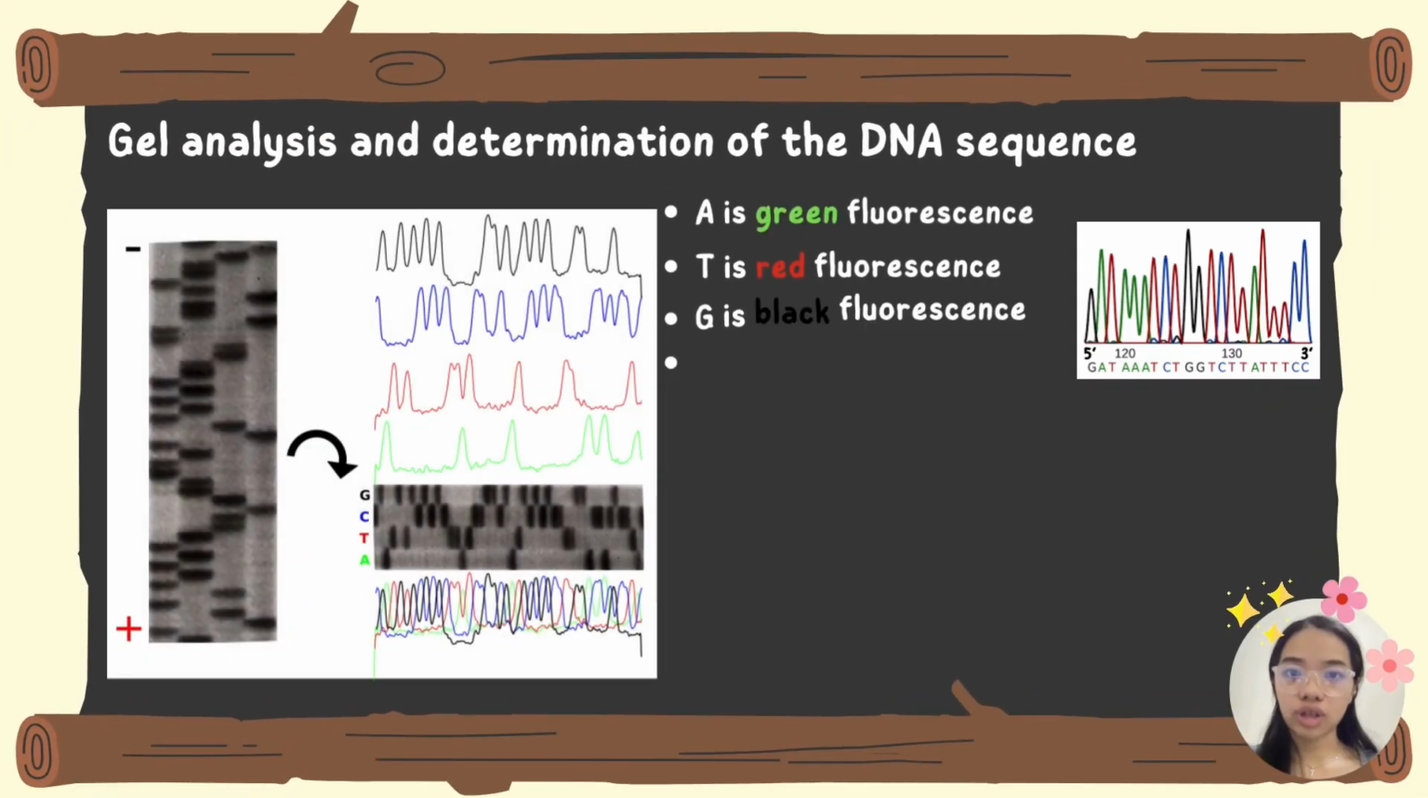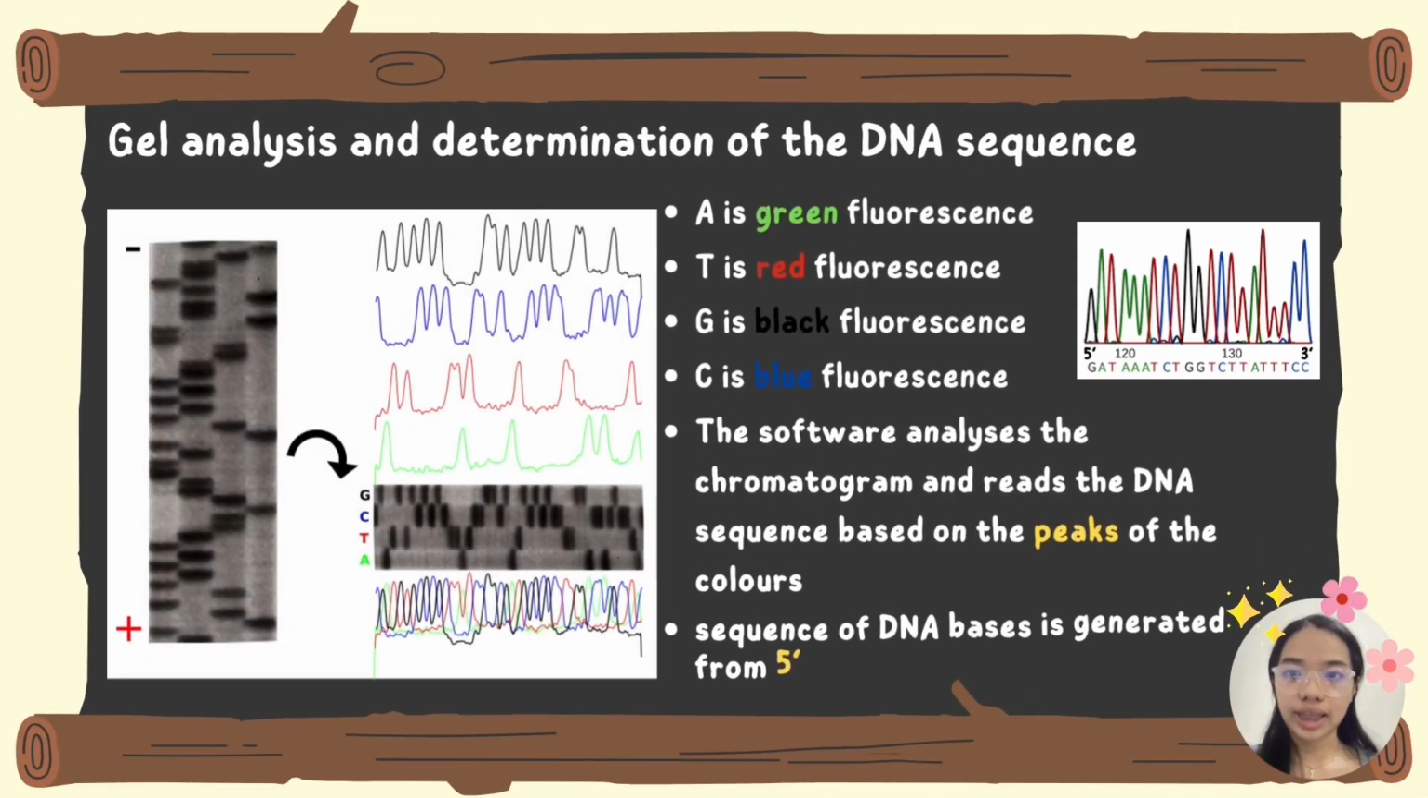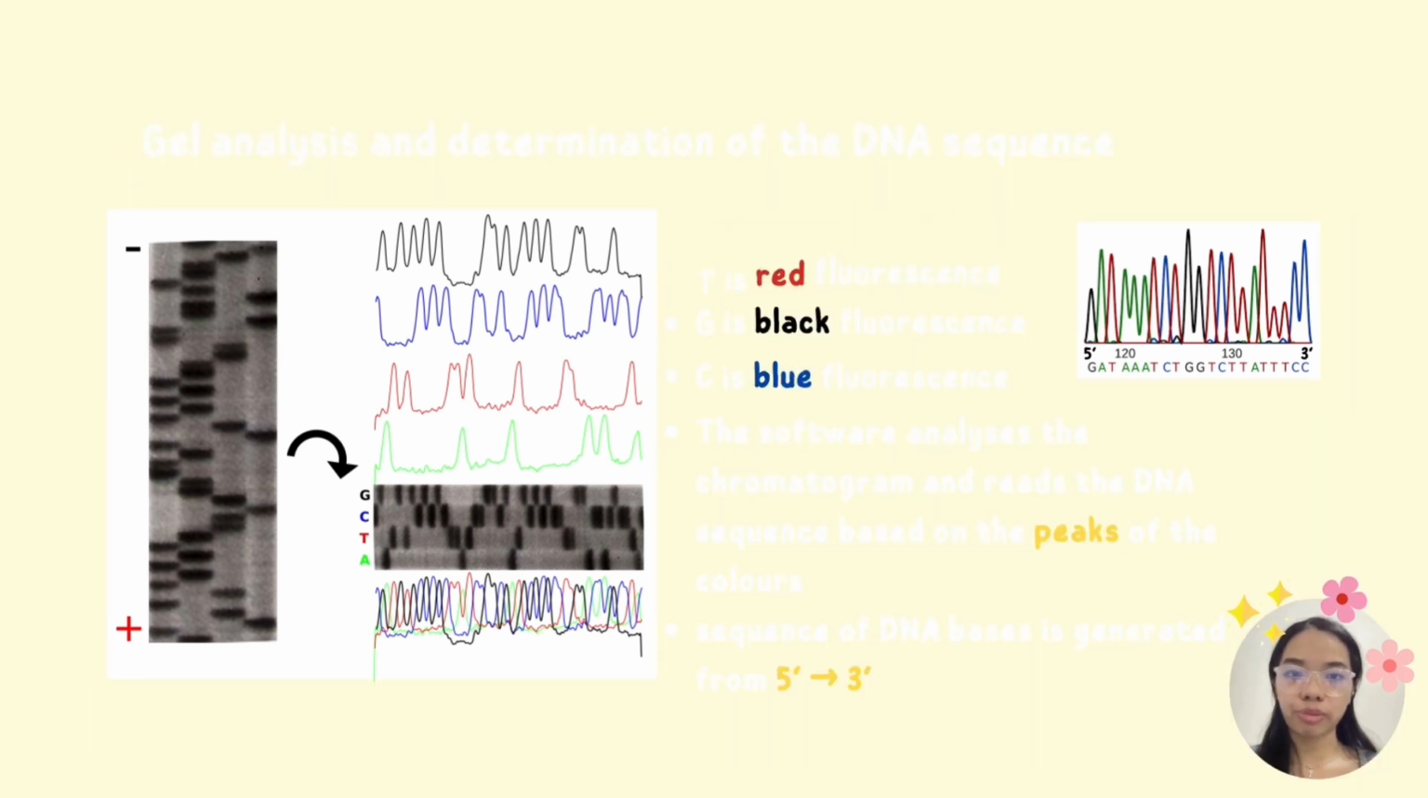The last step is gel analysis and determination of the DNA sequence. The electrophoresis result is translated into a chromatogram that can be visualized using DNA analysis software. The ddNTPs are labeled with different fluorescent dyes that can be detected by the fluorescence detector. A is green, T is red, G is black, and C is blue. The reading of the DNA sequence is based on the peak colors, and then the DNA bases are generated from 5' to 3'.